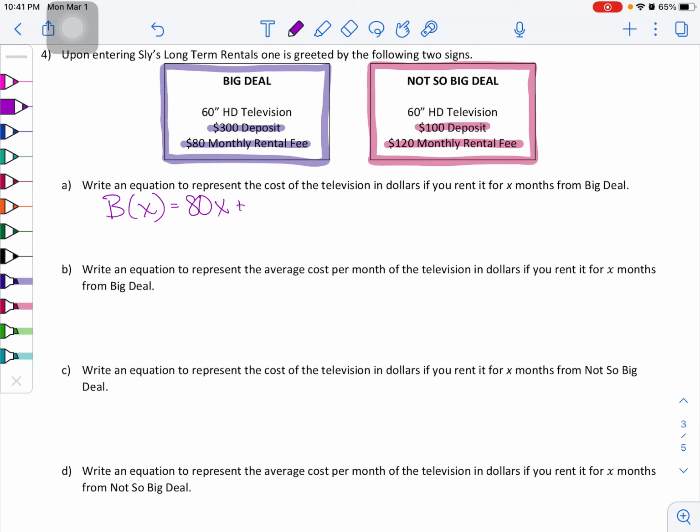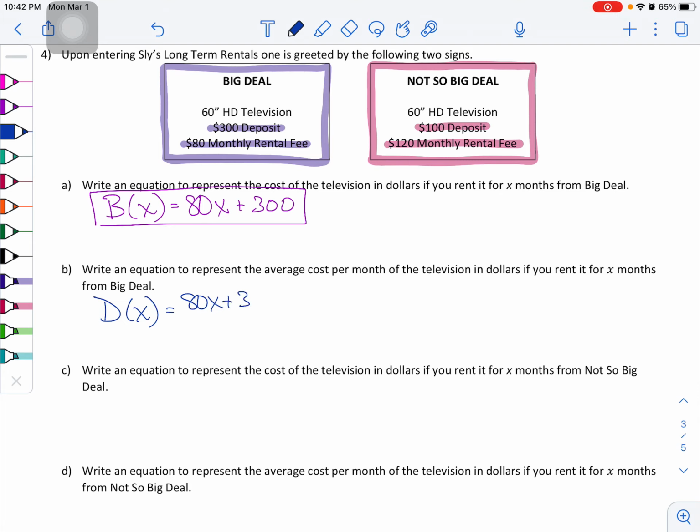So I'm going to use B of X for Big Deal. That's a $80 monthly rental fee, so 80X plus a $300 deposit. So that's the cost of the television if you rent for X months. Now for part B, write an equation to represent the average cost per month of the television if you rent for X months from Big Deal.